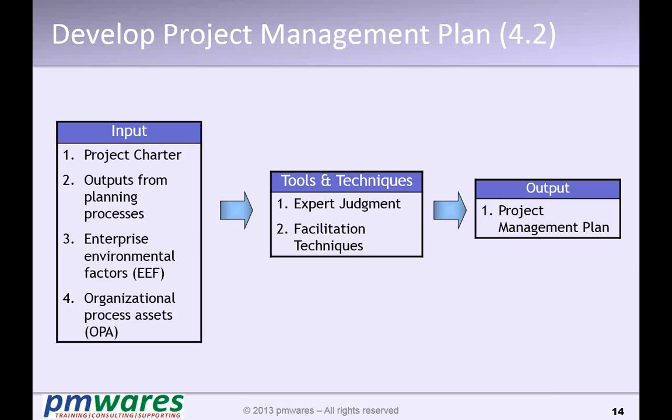So in the project management plan, you see the input, mainly the project charter, because that's the only thing which we have done. Then output from the planning process. So all the planning processes like scope management plan, time management plan, risk management plan, all those plans come here. So this is called output of all the other planning processes.